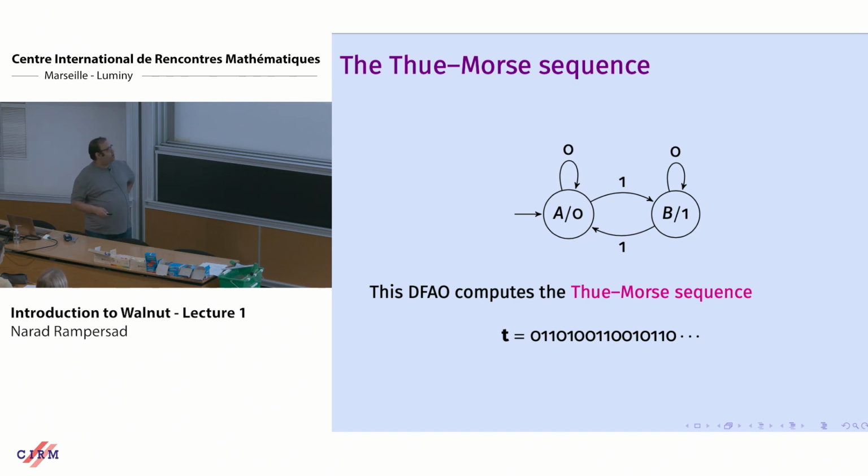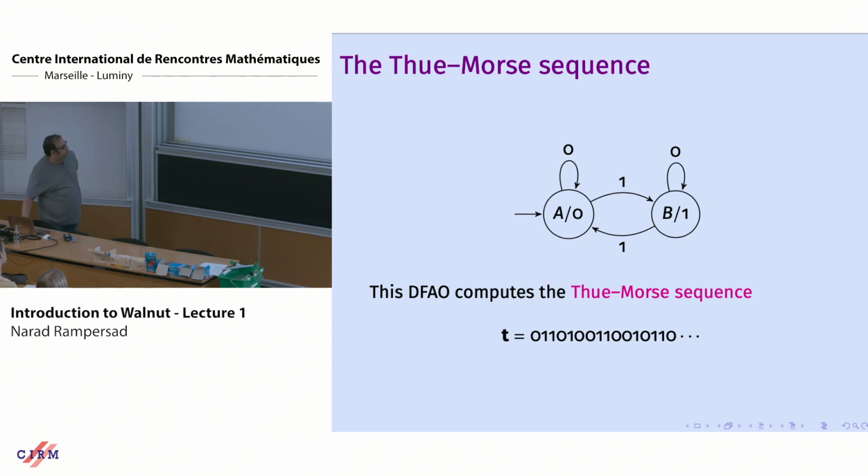For example, if I wanted to know what the seventh term of the sequence is, I would write 7 in binary, 1, 1, 1, and so I would follow 1, 1, 1 in the automaton. I would end up in state B, which outputs 1. So the seventh term of the sequence should be 1, and if I count 0, 1, 2, 3, 4, 5, 6, 7, it is 1.